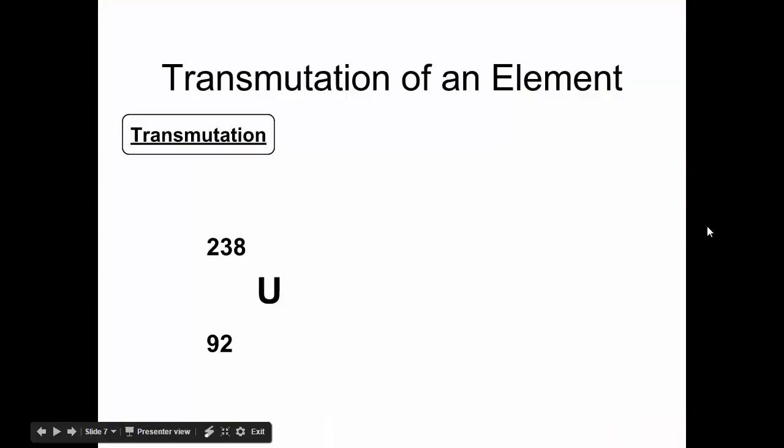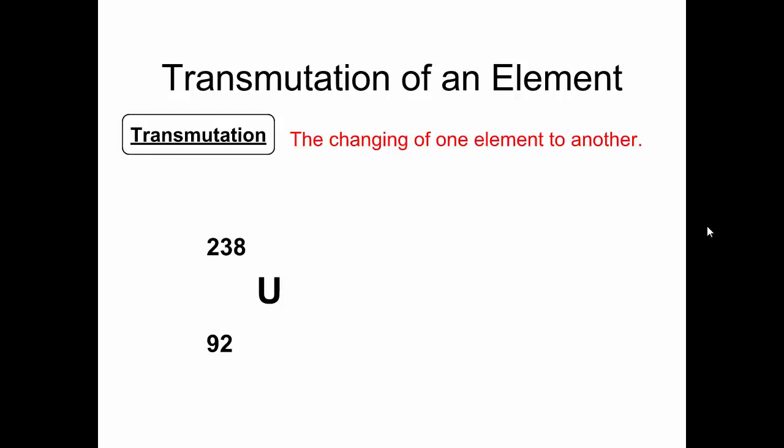All right. So, when an element, an atom, gives off an alpha particle or a beta particle, it changes. We call that process transmutation. One element changing into another.